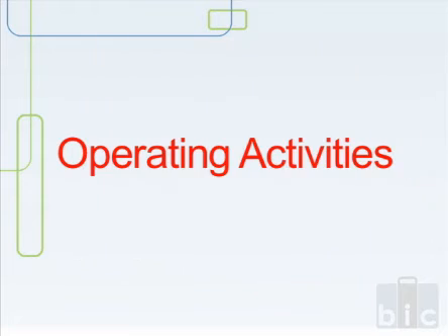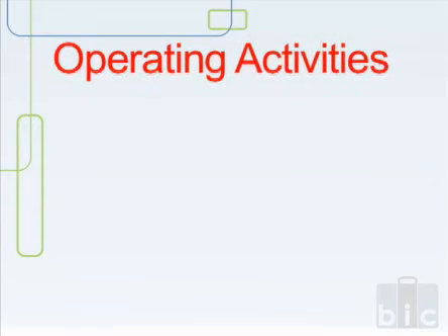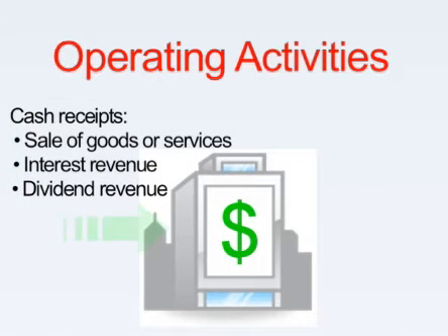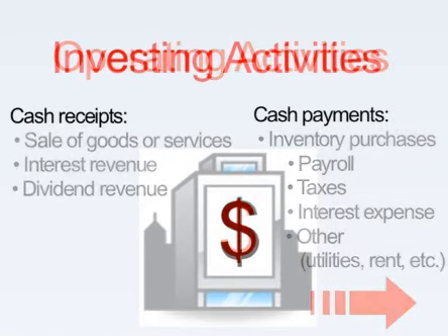Cash flows from operating activities reflect how much cash is generated from a company's products or services. Cash receipts include the sale of goods or services, as well as income from items such as interest and dividends. While interest or dividends could be considered financing activities, the Financial Accounting Standard Board classifies them as operating activities. Operating activities also include your cash payments, such as inventory, payroll, taxes, interest, utilities, and rent.